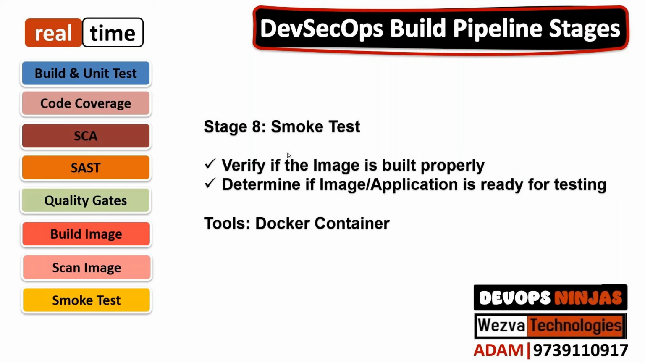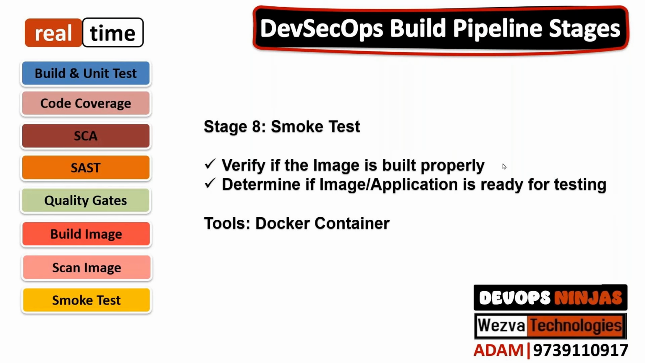Clear? So I'll repeat again. What's the output of your CI build pipeline? It is a Docker image which certifies that your application is ready for testing and that the application doesn't have any vulnerability. So that's how we mark continuous development as done.